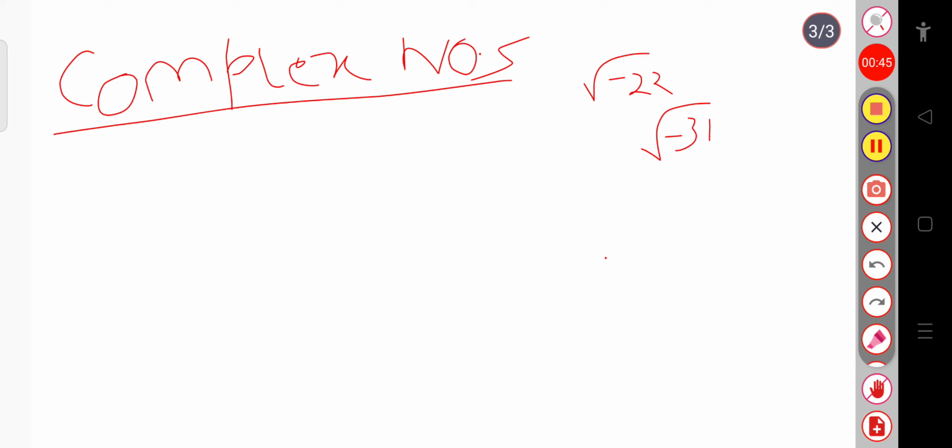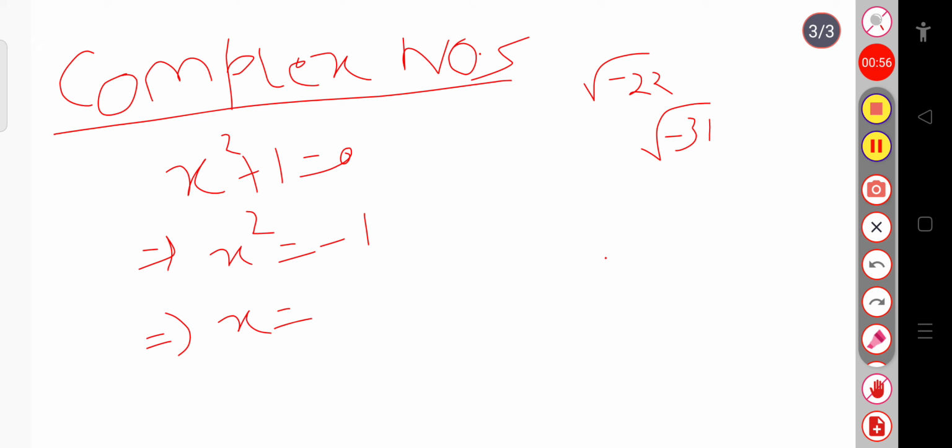Suppose while solving the equation x square plus 1 equal to 0, that implies x square will be equal to minus 1, that implies x equal to plus or minus root over of minus 1. So you cannot say what will be the value of root over minus 1 at that time when we do not have any idea about the complex number.